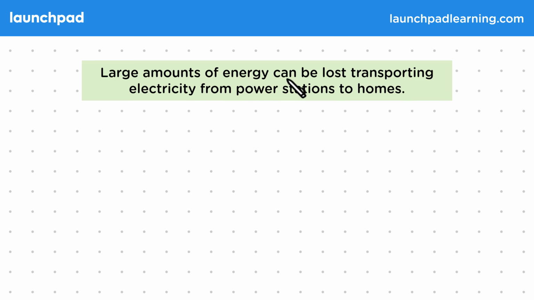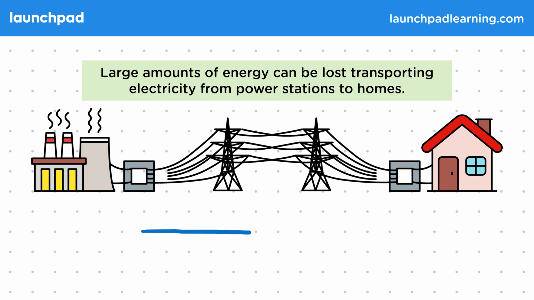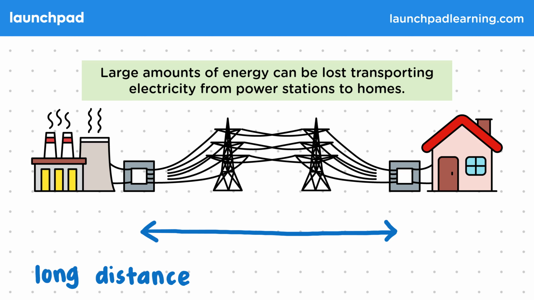Large amounts of energy can be lost transporting electricity from power stations to homes. So the electricity has to move a long distance. So the low resistance wires still lose a lot of heat. They're active for a long period of time and there's lots of long wires involved, so the heat loss really adds up. So how can we reduce this heat loss?